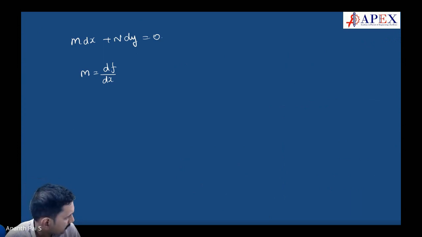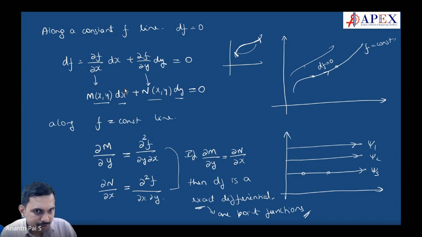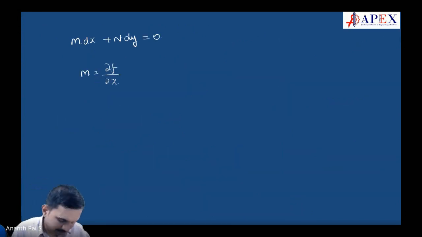M is df by dx, is it not? Sorry, no, dou f by dou x. I'm very sorry. Have I used dou or have I used d? I've used dou, I suppose, correct? It is dou only, right? So it is dou f by dou x, partial differentiation.